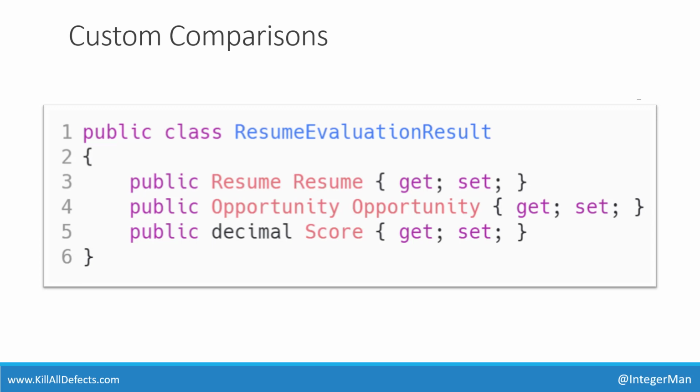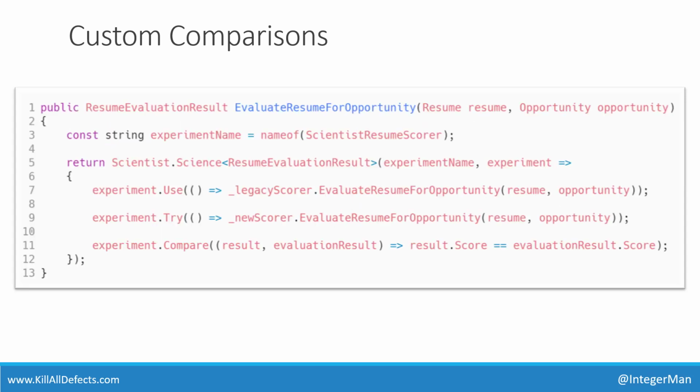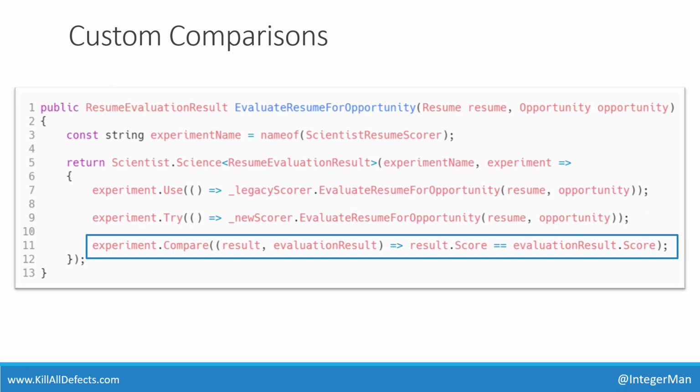So what you can do is give Scientist a way of saying, hey, here's how you compare these two things. I want you to check the result, so that's the control result score, against the evaluation result score. And that's how I want you to compare the results. And it's like, okay, well, you're not mismatched anymore. You got the same score. Cool. So that's really how you would tell Scientist a custom way of comparing things. You can also give it an IComparator interface. Usually this is fine enough for most people's needs, and it looks cleaner anyway.